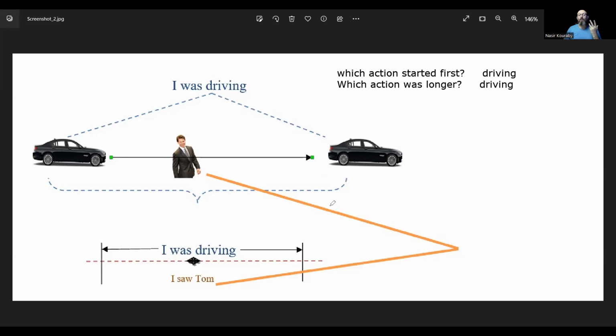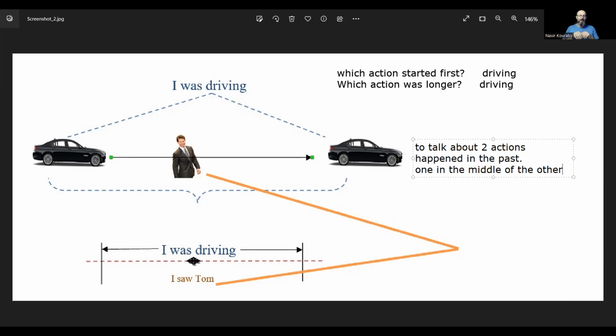Okay, so now why do we use past continuous? We usually use past continuous to talk about two actions that happened in the past. Okay, one in the middle of the other.